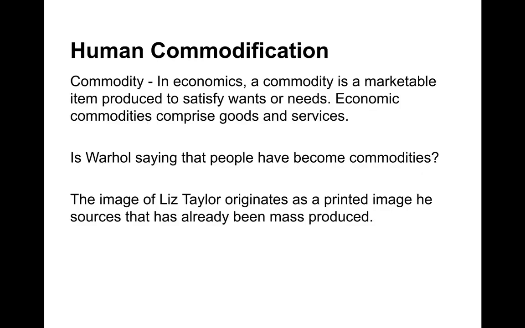So the way we start to understand his critique is through understanding not only what he's depicting, but how he's depicting it in that process we talked about. So in this sense, he's using mass-produced images. So he's using Liz Taylor, which is an image that you can find reproduced over and over and over again. And so in this sense, we're going to use this terminology, human commodification, turning humans into commodities.